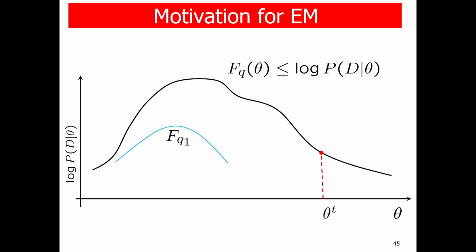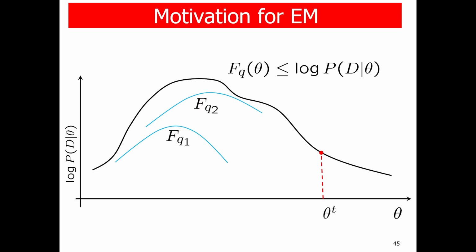The function f with parameter q1 is shown with this blue curve on this figure. For another parameter q2, function f might look like this. You can see it is again smaller than the log likelihood function at any location theta.